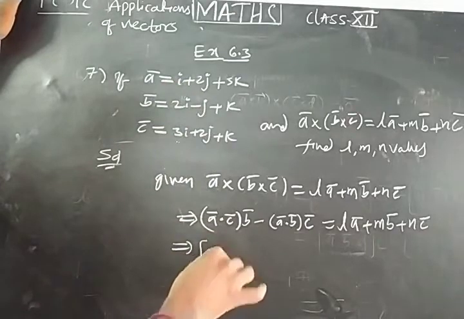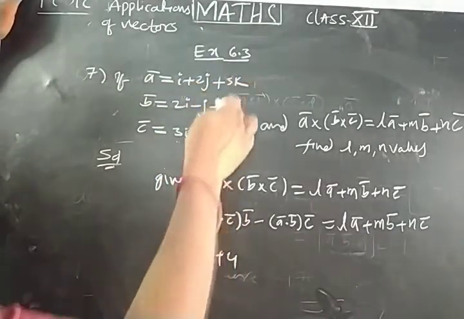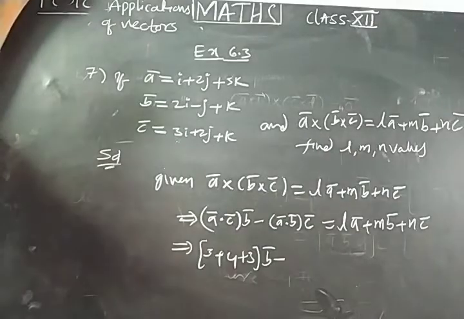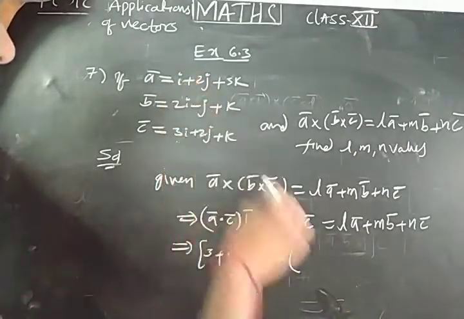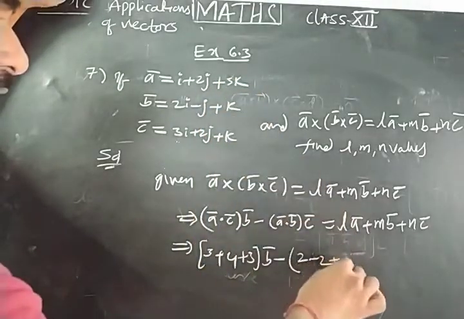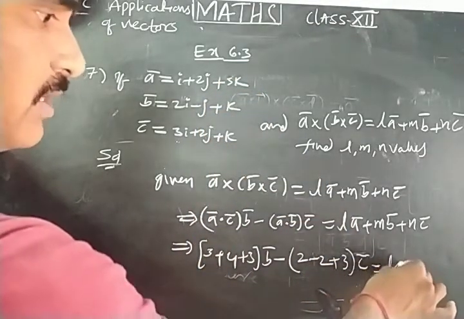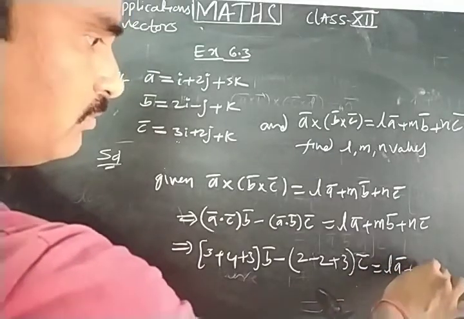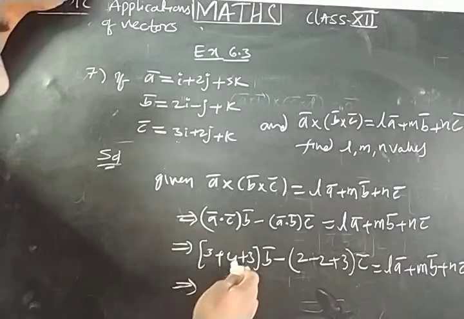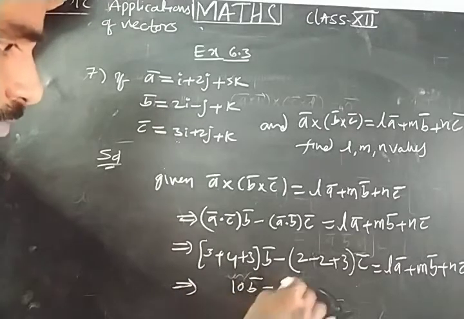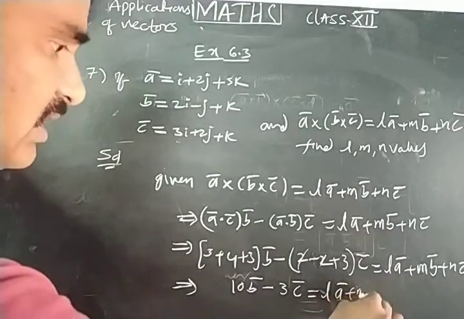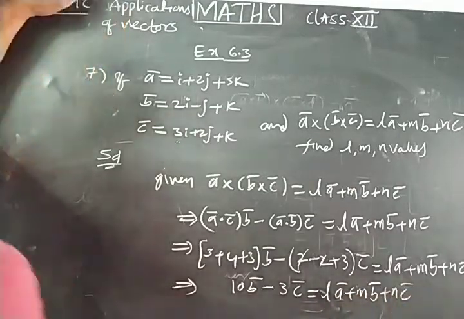So by the dot product of A bar and C bar: 1 into 3 is 3, plus 2 into 2 is 4, plus 3 into 1 is 3, into B bar, minus A dot B bar, the dot product of these: 1 into 2 is 2, plus 2 into minus 1 is minus 2, plus 3 into 1 is 3, into C bar, equal to L A bar plus M B bar plus N C bar. Now by simplifying, 3 plus 4 plus 3 is 10, so 10 B bar, minus 3 C bar, where the 2 cancel, equal to L A bar plus M B bar plus N C bar.